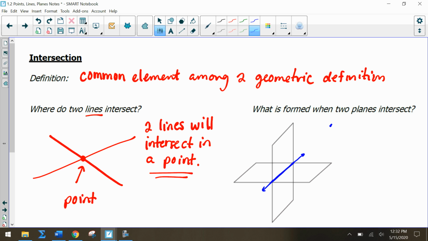So 2 planes, a horizontal and vertical plane in this instance, intersect in a line. Those will be the common points amongst those 2 planes.